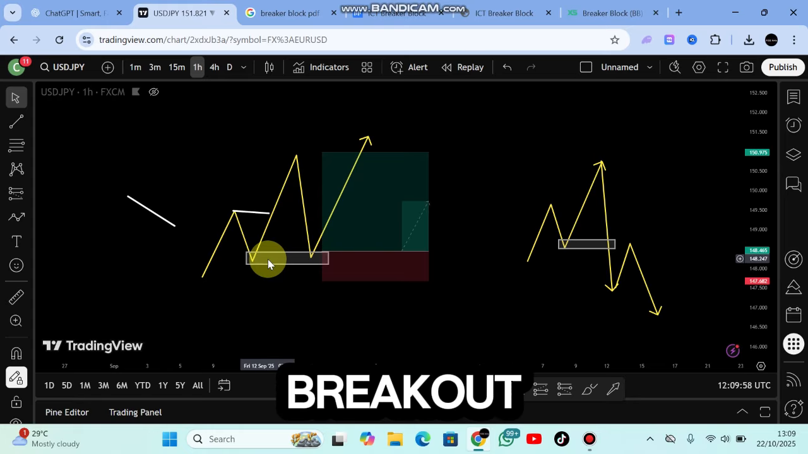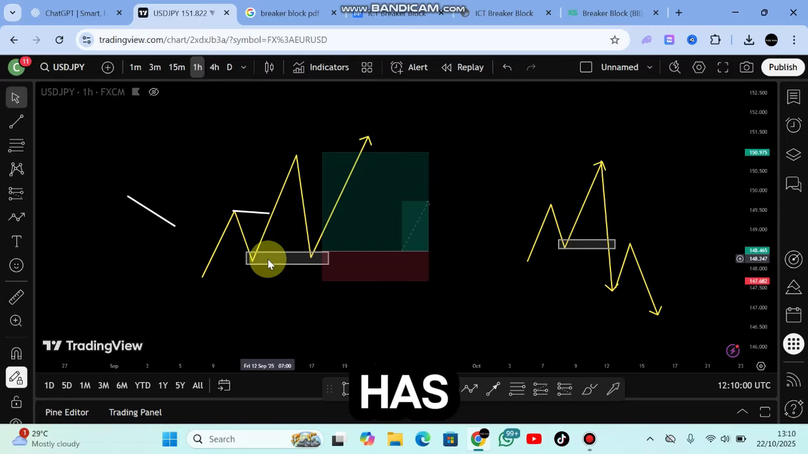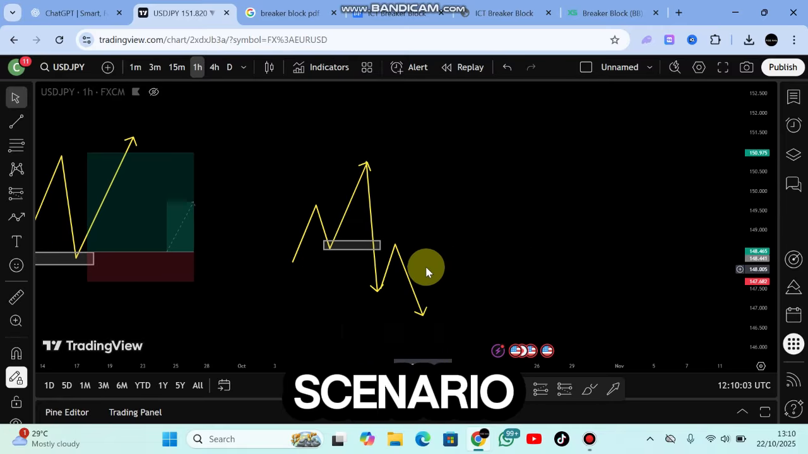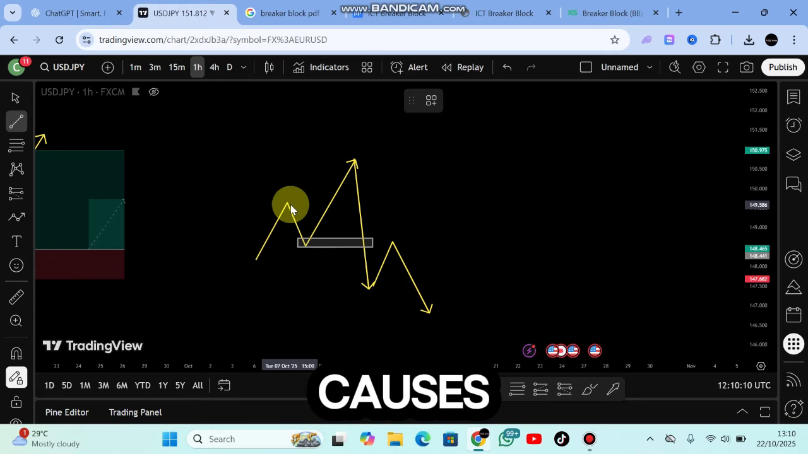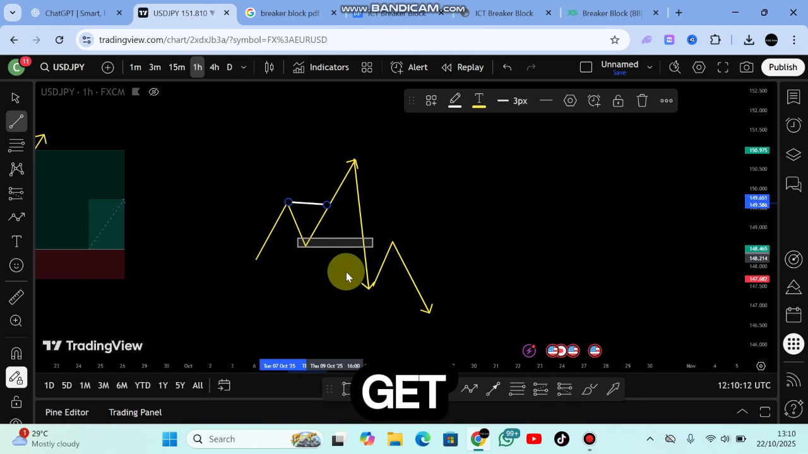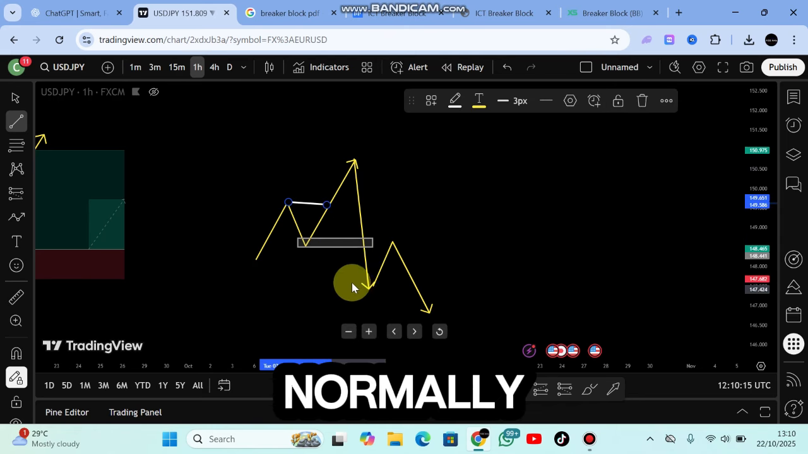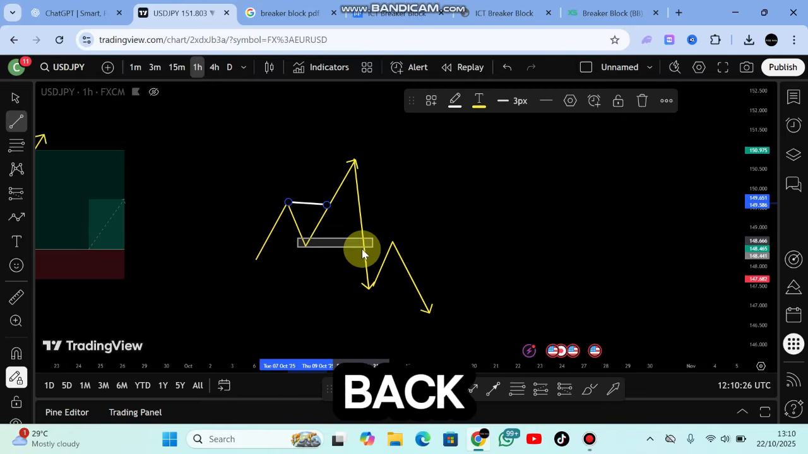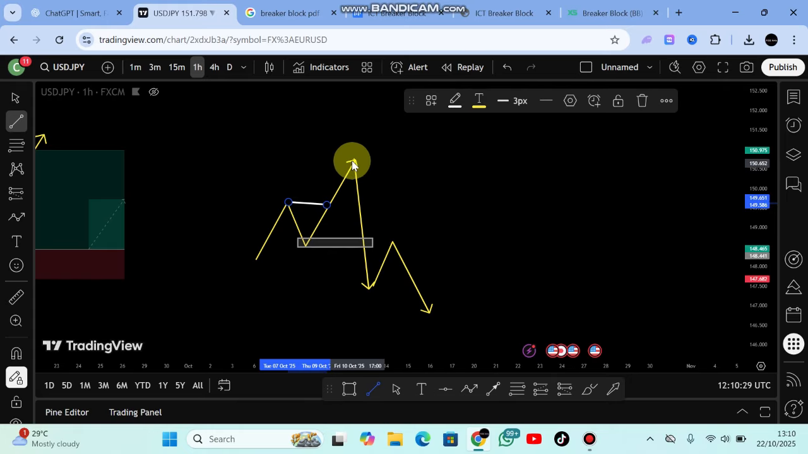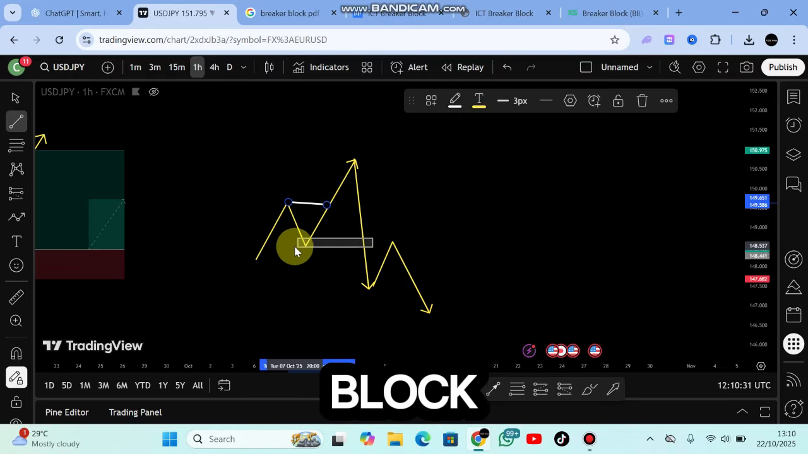A breaker block is an order block that has failed. So for example, in this scenario right here, this is a bullish movement which causes a break of structure. Normally, since this is a bullish movement, the candle before the candle that causes the bullish movement, you have to draw out as an order block. So you would expect price to come back and retest it and go up. But instead price came and broke the order block, meaning that the order block did not hold.